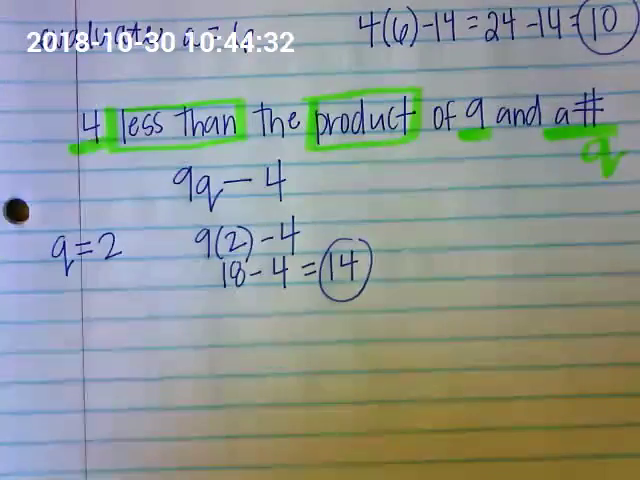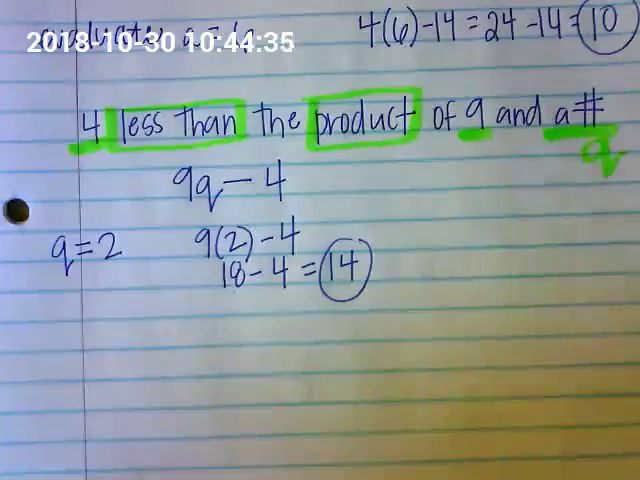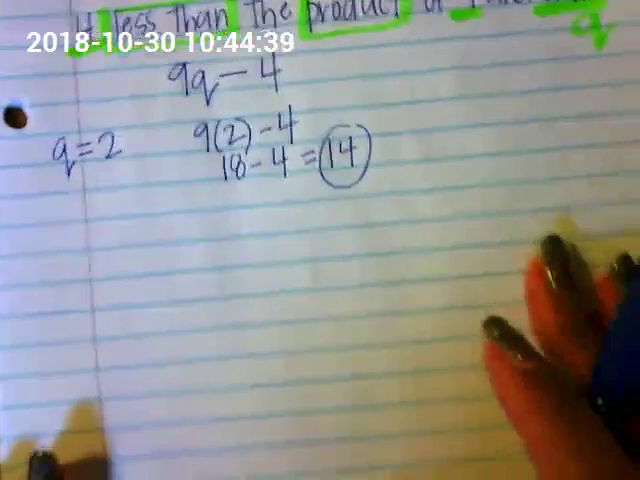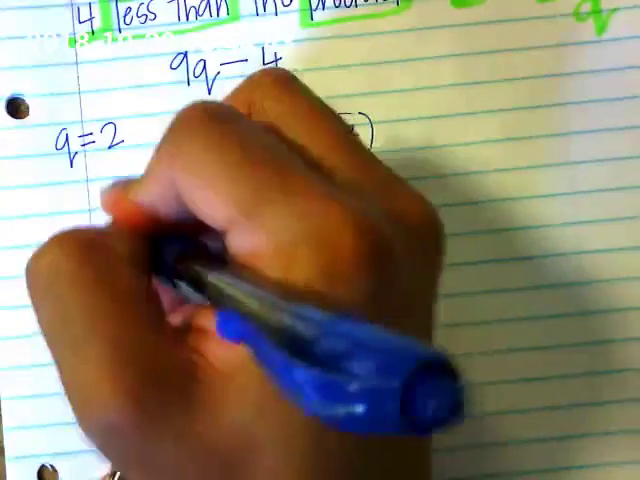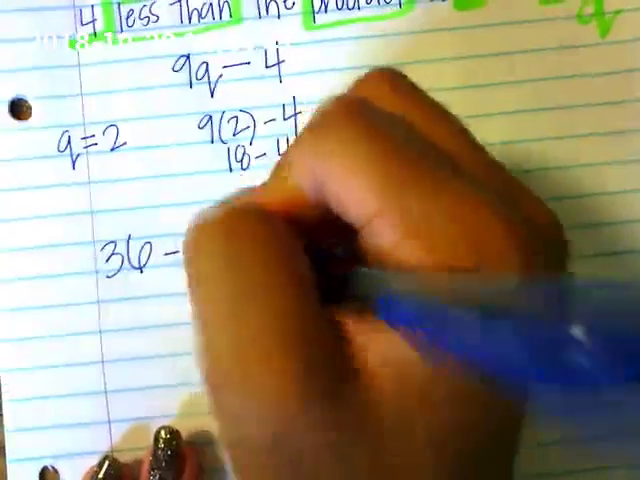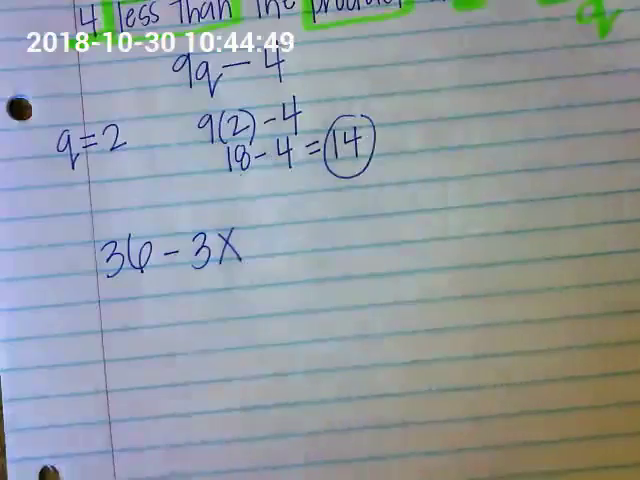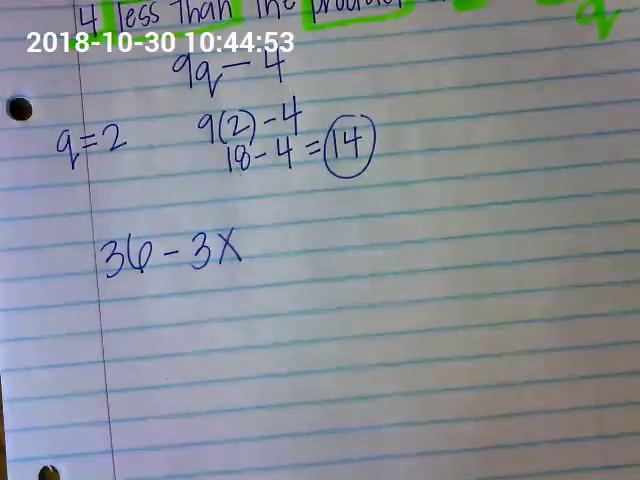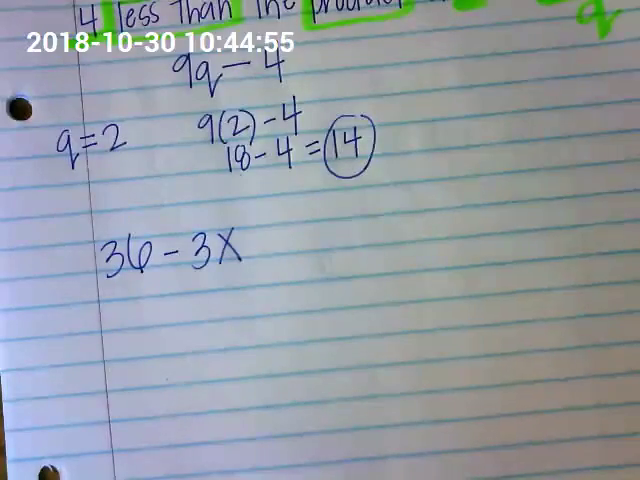I want y'all to try to rewrite an expression. So 36 minus 3x. So I want y'all to write this in words using your keywords. We have 36 minus 3x. So using how they have 4 less than a product or whatever, write that in words.